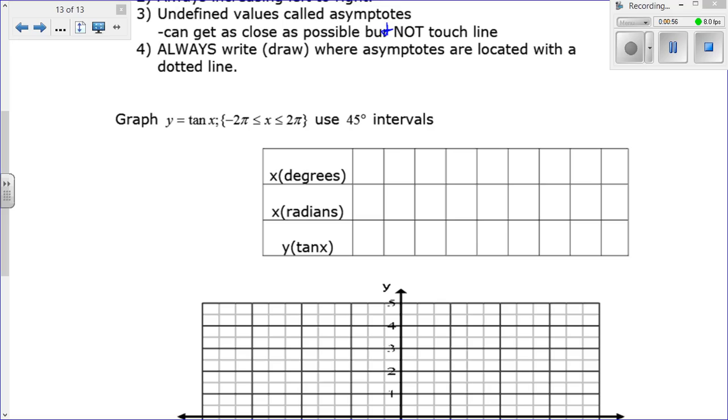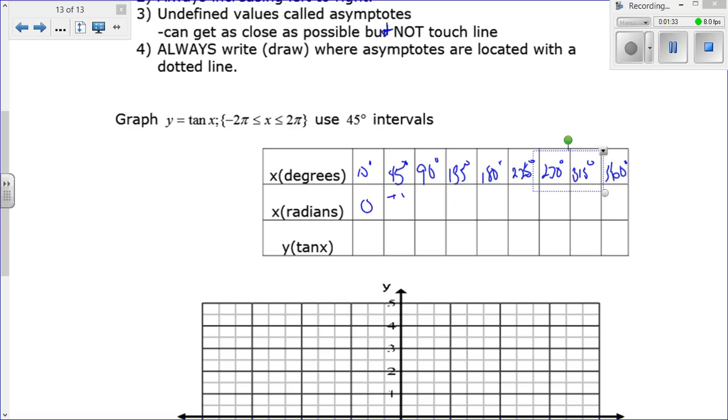All right, graph y equals tan x on the interval negative 2 pi to 2 pi using 45-degree intervals. Remember 0, 45 degrees, 90, 135, 180, 225, 270, 315, and 360. I remember how to count by pi over 4s.